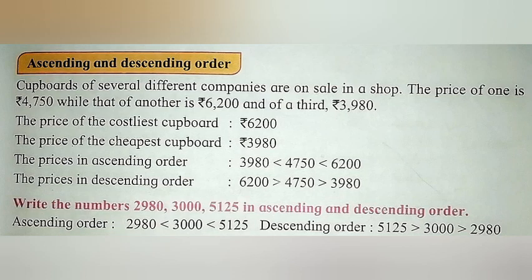So the prices in ascending order would be, ascending order is the order in which you write from the smaller to the bigger digits, that is 3,980, then 4,750, and then 6,200. The prices in descending order would be the opposite of that, that is from bigger to smaller, which is 6,200, then 4,750, then 3,980. This is how you write ascending and descending order.